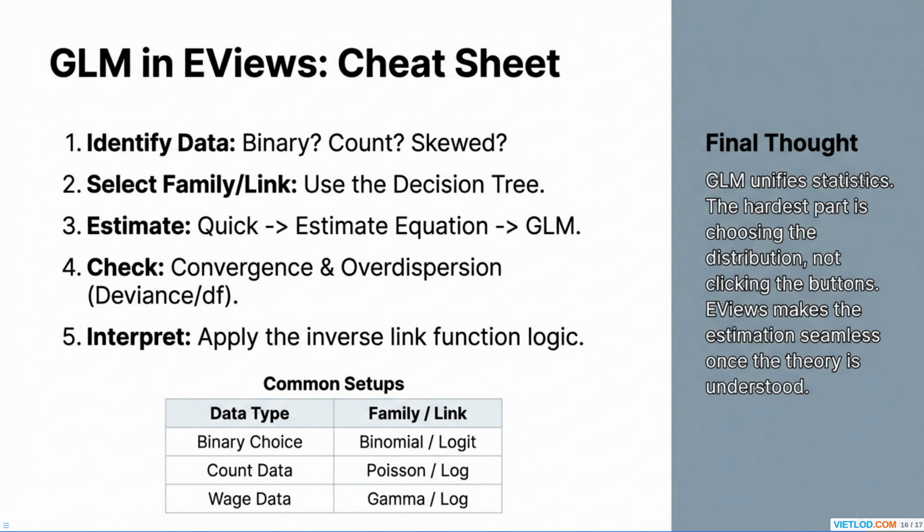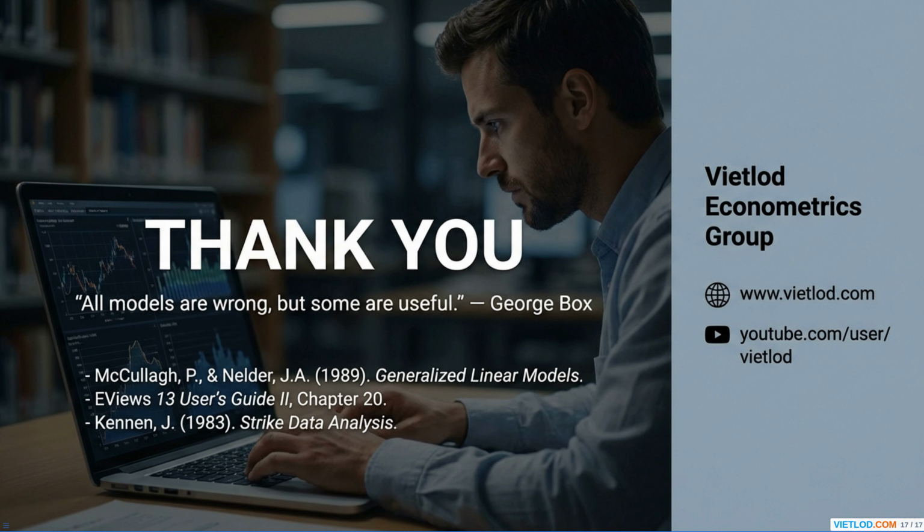Third, proceed to estimate your model in EViews, either through the intuitive menu system or via the efficient command line. Fourth, it's crucial to check your results for validity. Confirm that convergence was achieved, and diagnose for issues like overdispersion by examining the deviance to degrees of freedom ratio. Finally, interpret your findings correctly by applying the inverse link function logic to understand the effects of your variables. Remember, GLM truly unifies statistics by providing this flexible framework. The most challenging aspect is correctly choosing the underlying data distribution. EViews simply makes the estimation seamless once that theoretical understanding is in place.